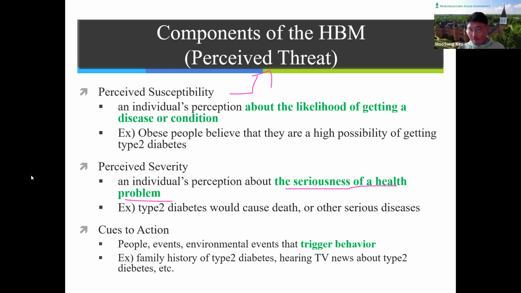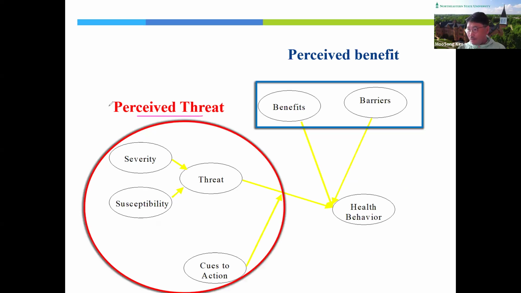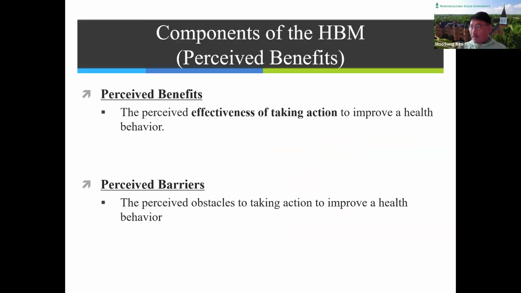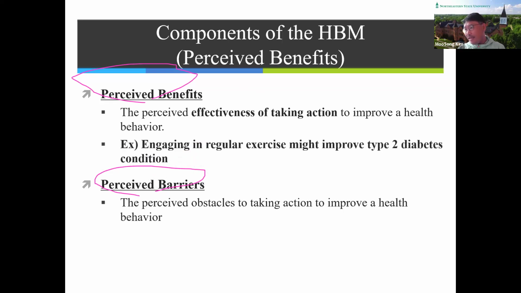So we have talked about one part of the health belief model, perceived threat: severity, susceptibility, and cues to action. Then we are going to talk about perceived benefit on the next slide. The perceived benefits include perceived benefit and perceived barriers. First, perceived benefit indicates the perceived effectiveness of taking action to improve health behaviors. For example, engaging in regular exercise might improve the type 2 diabetic condition. That is the perceived benefit of taking a certain action. Taking medications can also improve the health condition, right?